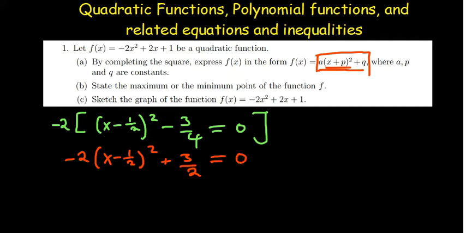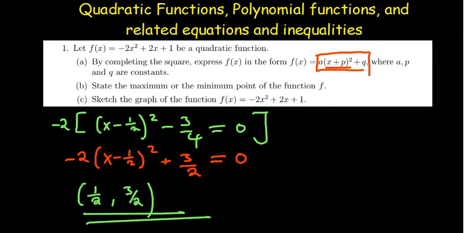Now this makes sense, so the equation will just be 1 over 2, comma, 3 over 2 as our turning point. So what is our maximum point? Each time you have a negative a, that first part being negative, just know that it's a maximum. You're going to have a maximum turning point.